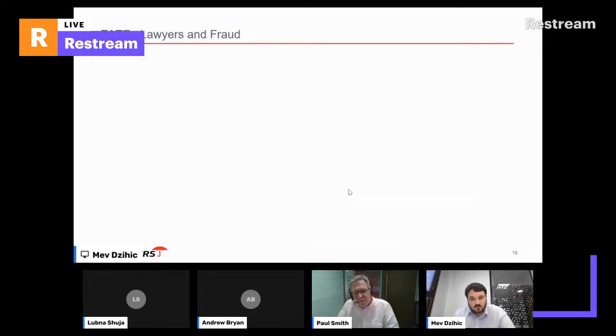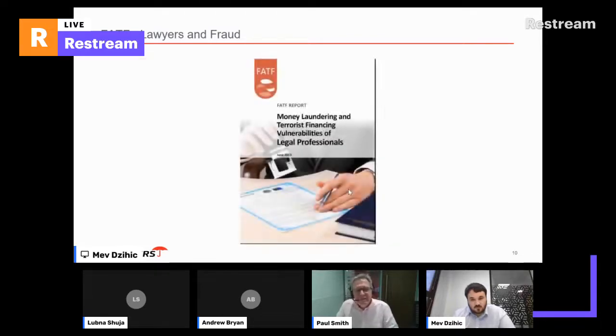Some background on lawyers and fraud from the FATF. The report on the slide was commissioned back in July 2012 to establish how vulnerable legal professionals are to money laundering and provide some indicators, some red flags, which might assist regulators and practitioners to prevent money laundering. It was based on evidence from experts and organizations working on money laundering issues around the world. And I think its findings, nearly 10 years on, are still relevant to the issues of lawyers and fraud.